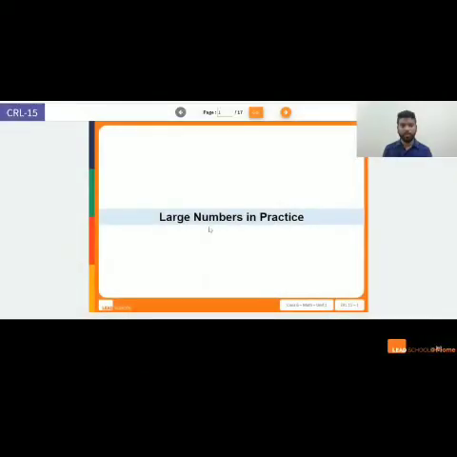Now, what I want all of us to do is quickly close our notebooks, but keep it handy with you. We are going to watch a CRL and we are going to see how do we use large numbers and small numbers in real life situations. Okay, so I want your notebook to be handy. Okay, we'll start watching a CRL now. Large numbers in practice.